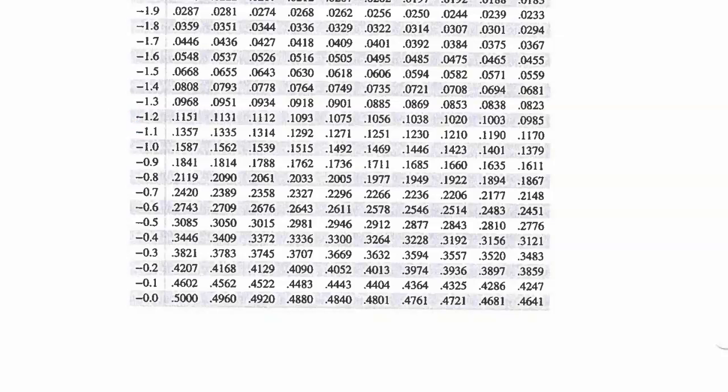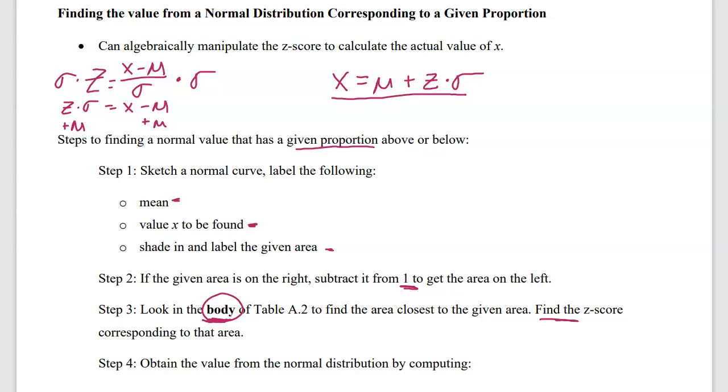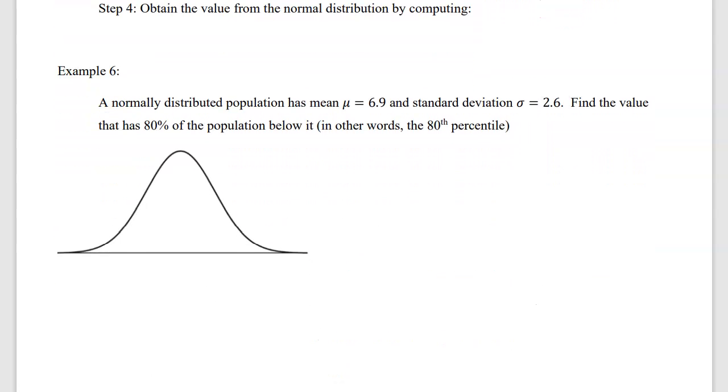So let's look at an example of this. We have a normally distributed population that has a mean of 6.9. Okay? So that means our mean is 6.9 right here. And we have a standard deviation of 2.6, which we will come back to. Find the value that has 80% of the population below it. In other words, the 80th percentile.